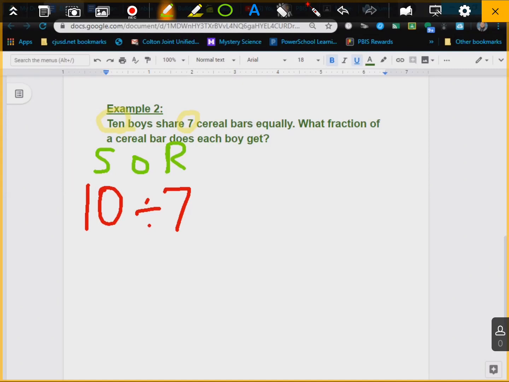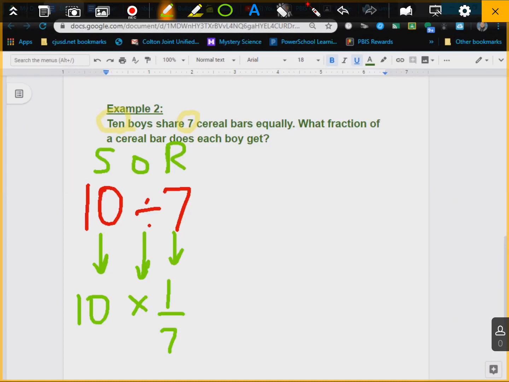So let's SOR. 10 stays the same. It's going to be 10. Opposite of division is multiplication. And the reciprocal of 7 is 1 over 7. Now please remember, I want you to write SOR above each equation, and I want you to line it up just how I've done it.